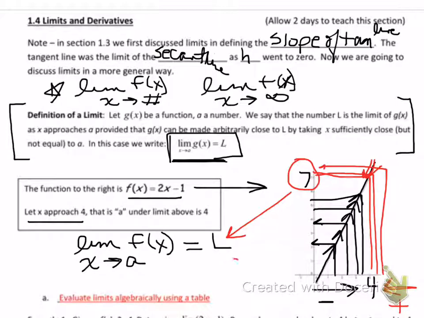And for this particular case, when I evaluate the function at 4, the value of the function is also 7. That will not always be the case. It happens to be the case here. All right, on the next page, we're going to investigate this same problem of the function being 2x minus 1 and the limit as x approaches 4 in a table format.